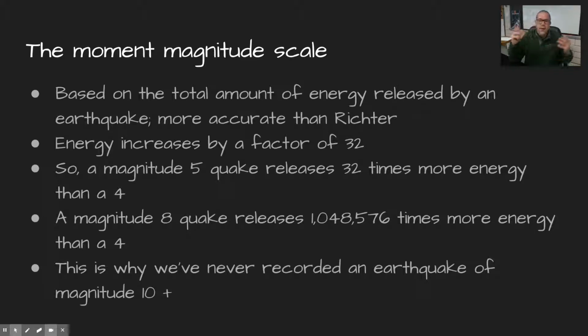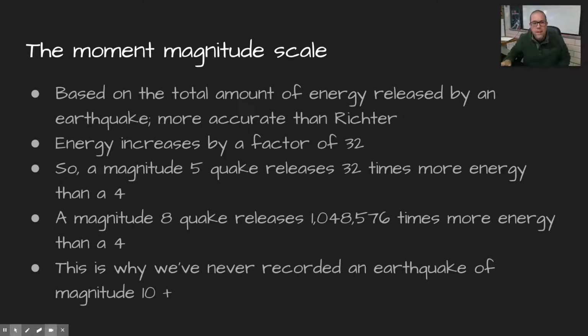A magnitude 8 earthquake is over 1,000,000 times more powerful than a magnitude 4. And this is why we've never recorded anything greater than a 9.5 on this planet. We've never hit a 10 or 11 or 12, even though the scales don't stop there, because it's just massive. It's hard to wrap your head around that amount of energy being released.